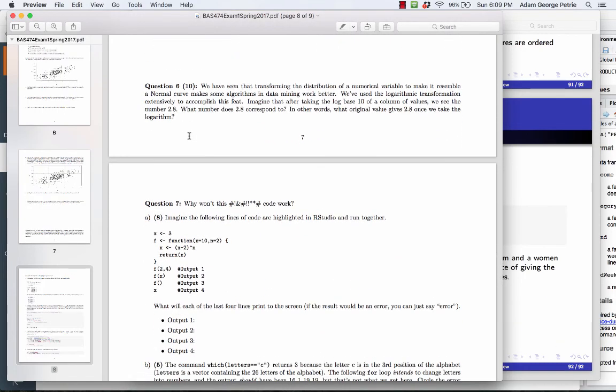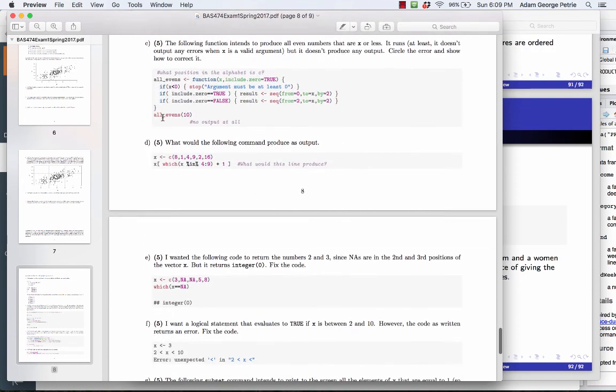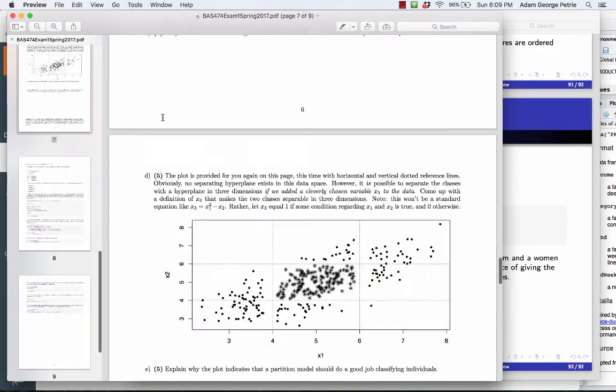Question 6, pretty useful. Logarithms, knowing how to unlog a quantity. Probably want to be familiar with that as well. And then finally, question 7 about code. You'll see something similar as well.